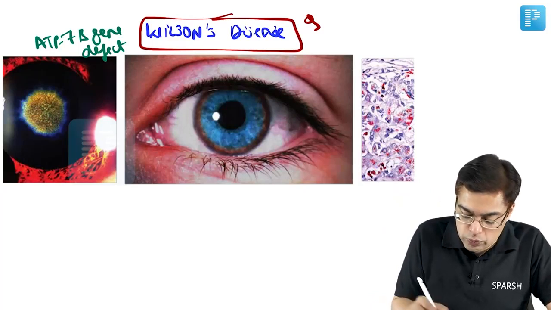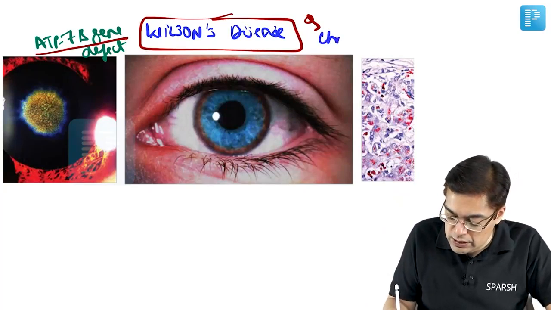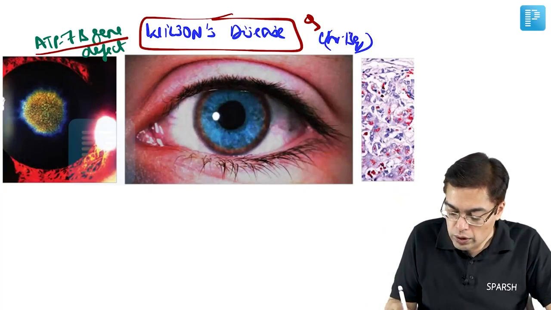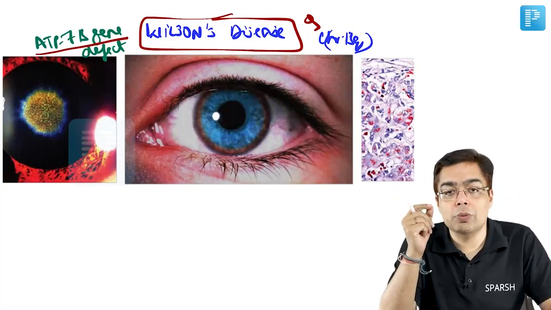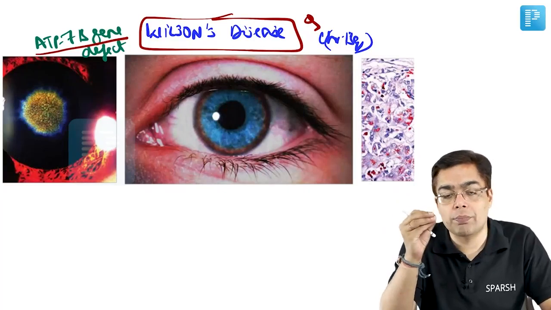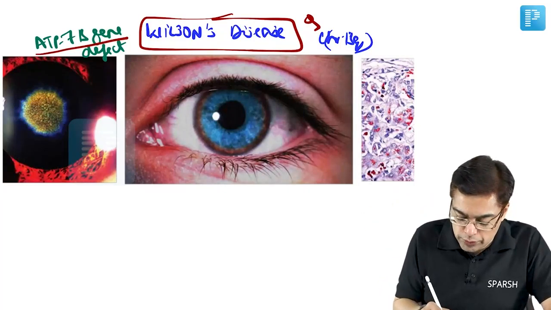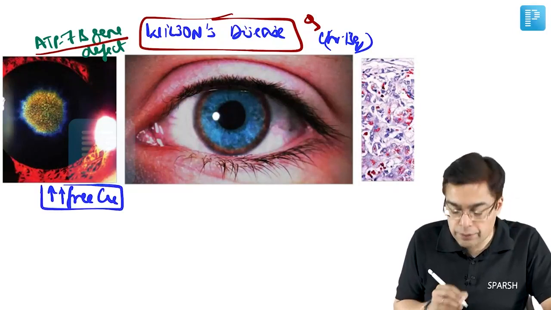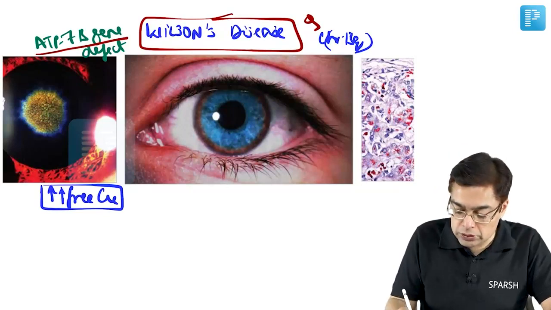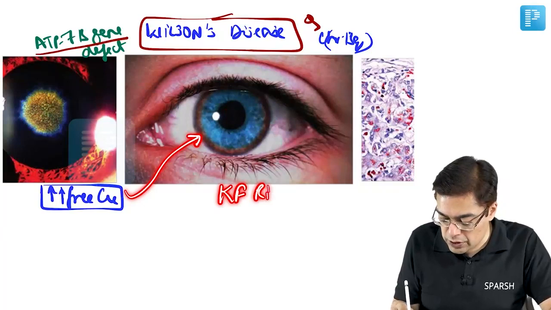Whereas in Wilson's disease, it is the 7B gene which is affected. The chromosomal location of Wilson's disease is chromosome 13q. Because of the ATP7B gene defect, there is a problem with the incorporation of copper into ceruloplasmin. Therefore, there is too much free copper available in the systemic circulation. Now, this copper can get deposited inside the eye, thereby responsible for the formation of the Kayser-Fleischer ring.